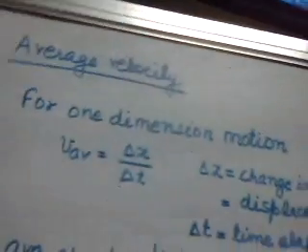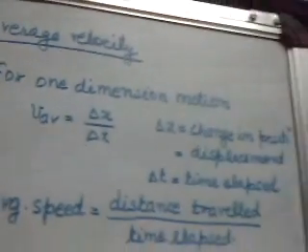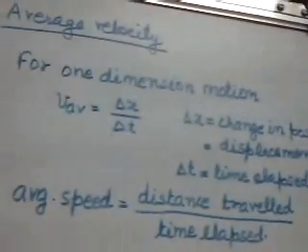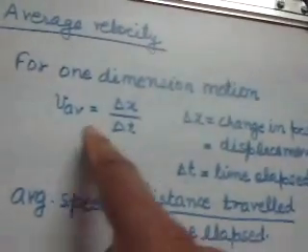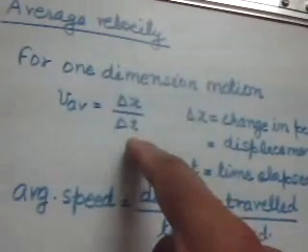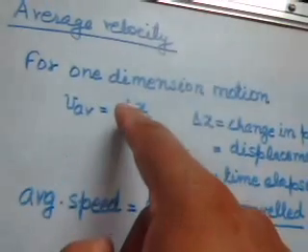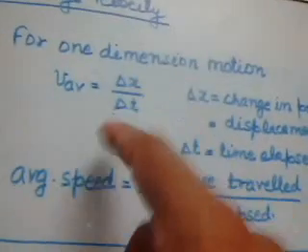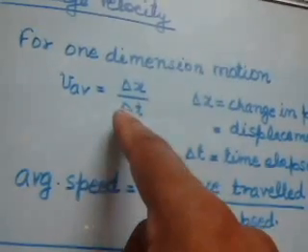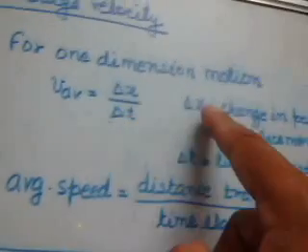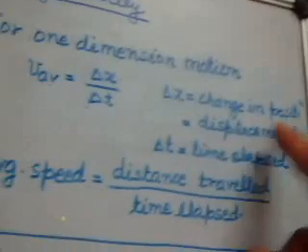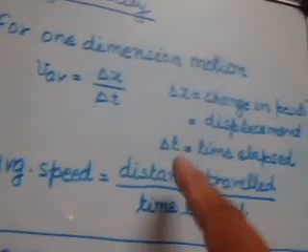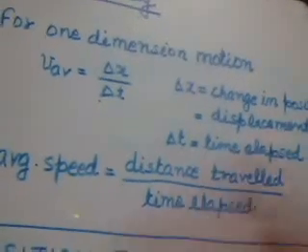Now we move on to introduce average velocity. For a one-dimensional motion, average velocity is defined as v average is equal to delta x by delta t. Delta x, as we earlier said, is the change in position. Delta t is the time elapsed. Delta x, a change in position, is equal to displacement. Delta t is time elapsed.